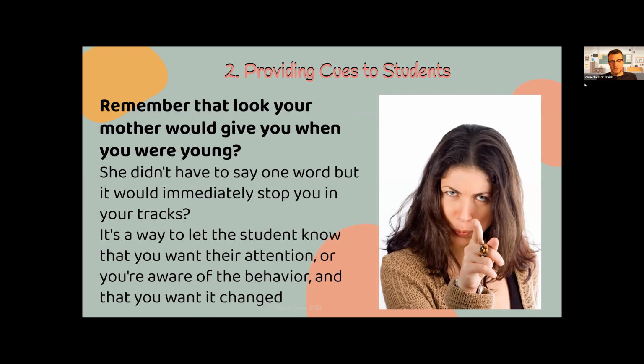Remember that look your mother would give you when you were young? She didn't have to say one word, but it would stop you where you were standing. Oh yeah, oops, mom's got that look. Okay, I like this. I really like this actor over here. She's got a good mom eye. It's a way to let the student know that you want their attention, or you're aware of the behavior and that you want it changed.